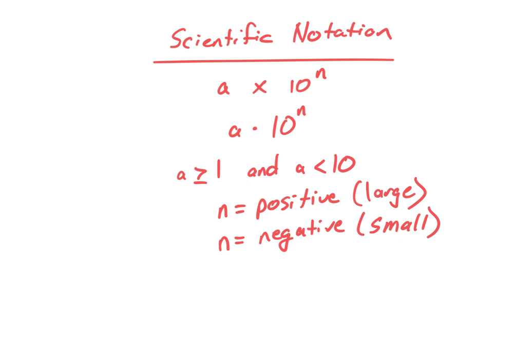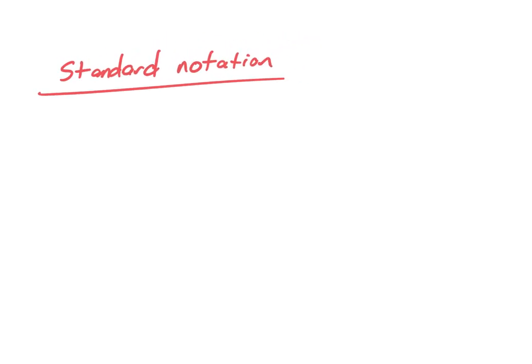So I'm going to give you some examples. And what we're going to do essentially is change a lot of these problems from standard notation into scientific notation, and then we'll go the other way. Standard notation is how we typically write a number, the way we are used to seeing it. So this first one is negative 46 million.